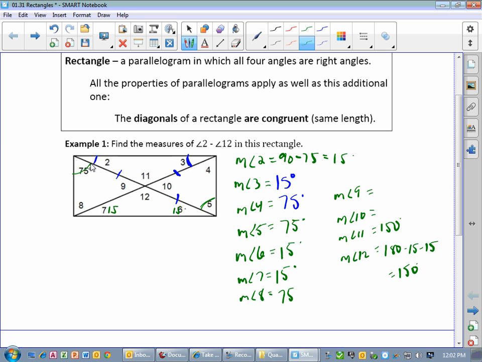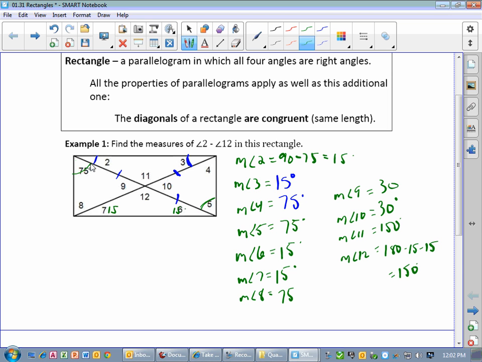Okay. Now can we use the same trick to find 9 and 10? So we know 75 and 75, so those add up to 150. That's 30. And so this must be 30. And so 10 must be 30. Now, what do these four angles add up to?